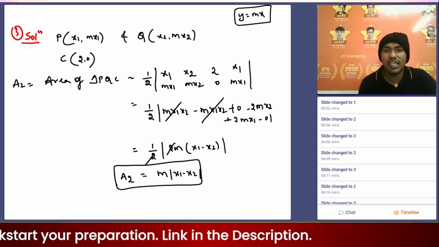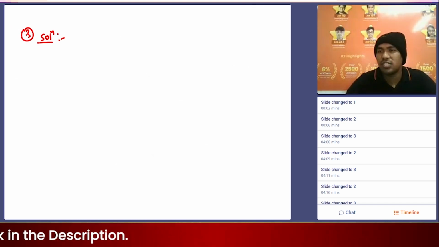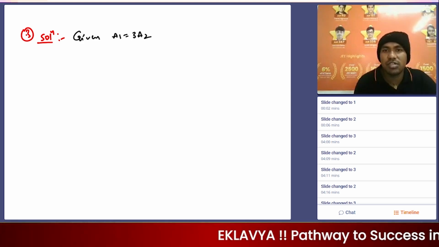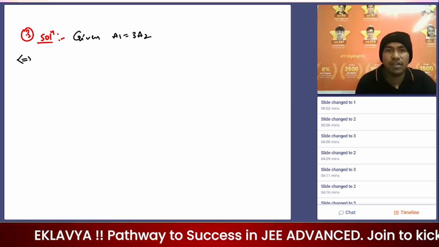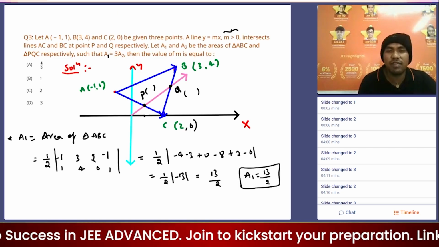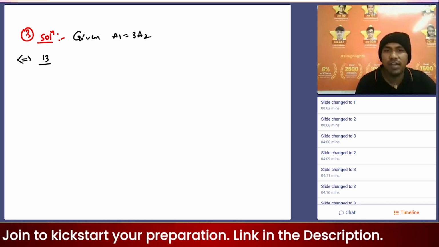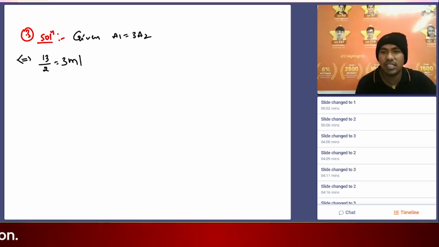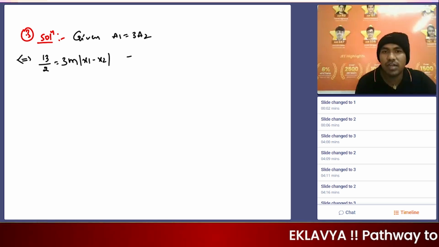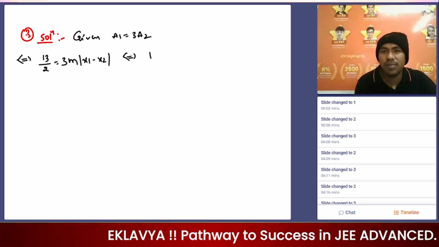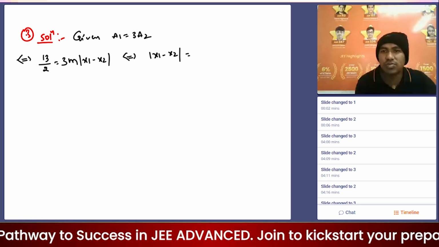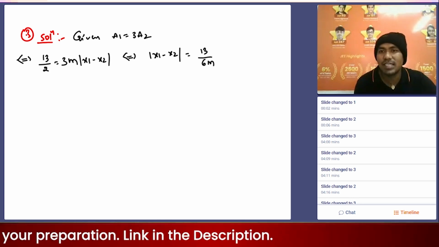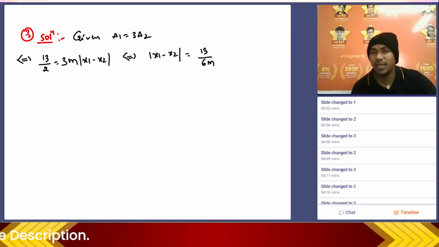What they have given is A1 equal to 3 times A2. So the given condition is A1 = 3 times A2. What is our A1 value? Yes, 13 by 2. So 13 by 2 is equal to 3 times our A2, which we just got, that is m times mod of x1 minus x2. Now from here, the mod of x1 minus x2 is equal to 13 upon 3 2s are 6m, you are getting, right? Keep this one aside.